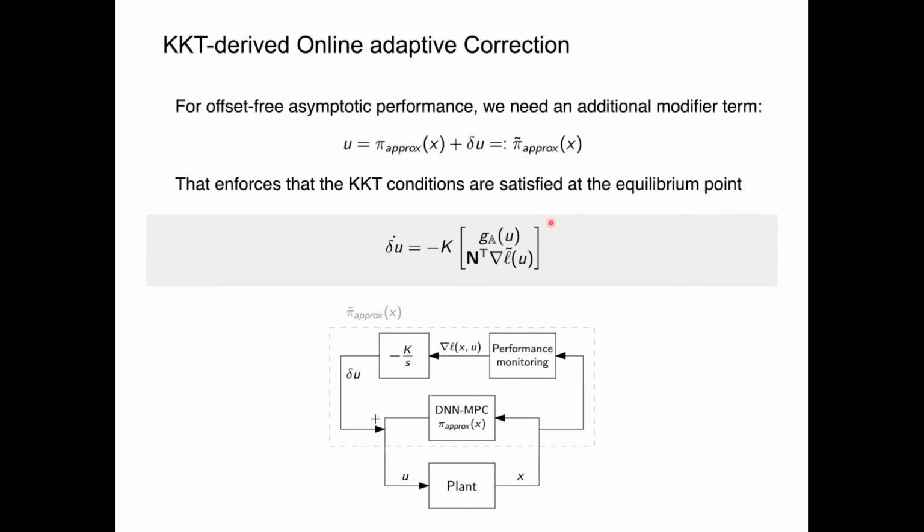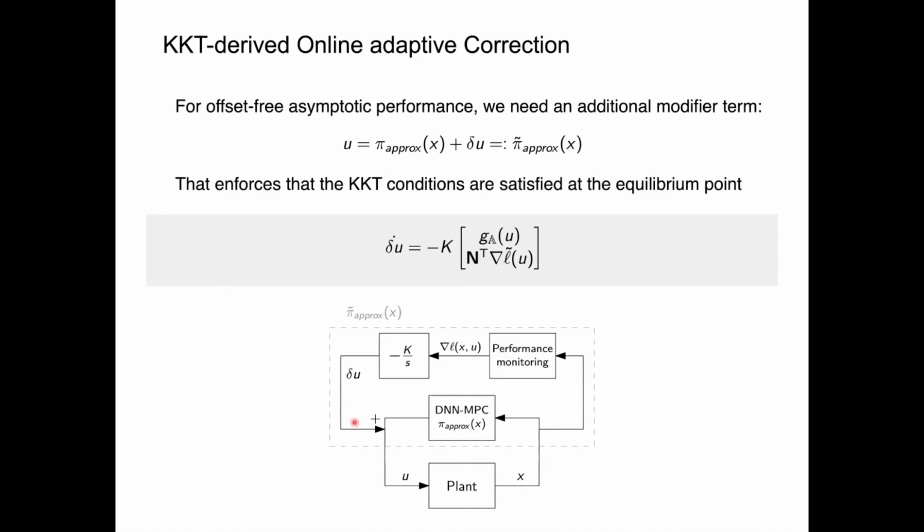For this, we need to estimate the steady state gradients online, which can be done using any model-based or model-free method. So we can use the deviation from the KKT conditions as a means to quantify the performance losses and enforce the KKT conditions in order to achieve offset-free asymptotic performance. Since delta U is based on the KKT conditions of the steady state optimization problem, the gain K in the modified control policy must be chosen such that it does not significantly affect the dynamics, but adjusts the asymptotic performance. That is, we need a timescale separation between the dynamics of the controller and the dynamics of the performance correction.